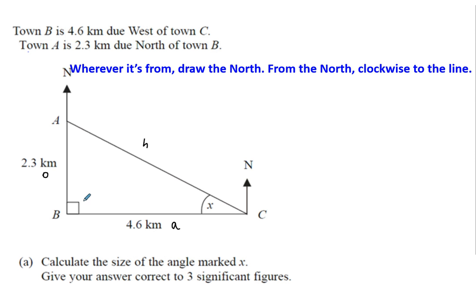Okay, so we've got the O and we've got the A. So we know it's going to be tan. And because we're looking for an angle, we know tan of which angle, and then O over A. And we get 26.6. Okay, so that's 26.6.